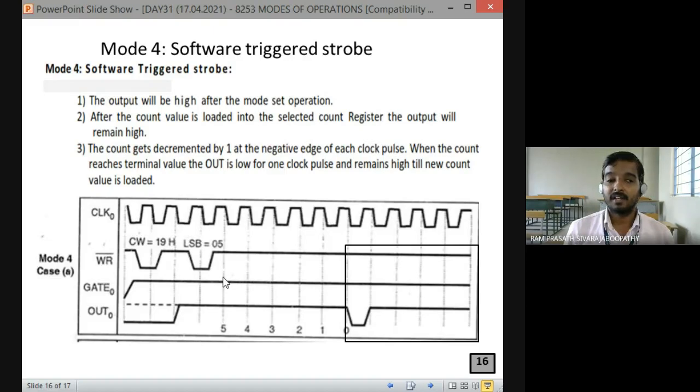Fine. Here, what is triggering the operation? Loading a count value is triggering the operation. That's why it is called software trigger strobe. Through software, if I write the count value again and again, a low pulse is generated according to that count value. That's why it is called software trigger strobe. Okay. The next one is hardware trigger strobe.